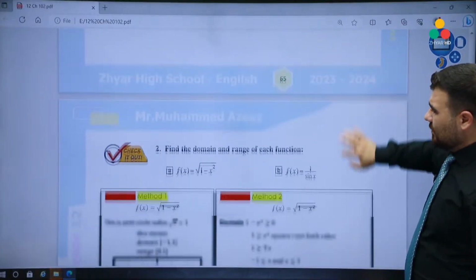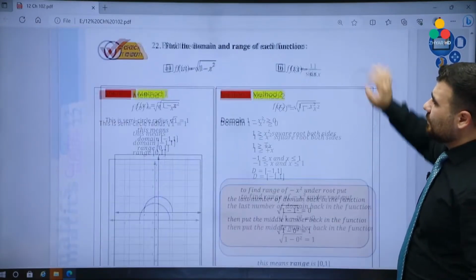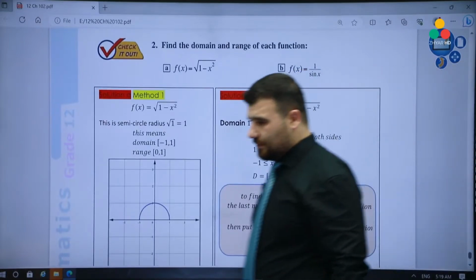Two other examples and end the session. Find the domain and the range for each function.